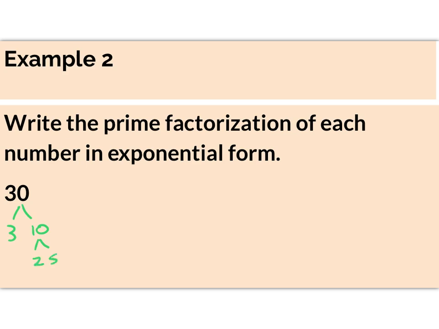So now, how would we list this out? 2 times 3 times 5. And this is prime factorization, where we have all the factors of 30 listed as prime numbers. And that's the end of our examples. You can move on to the problems, and I'll catch you at the end of the video.